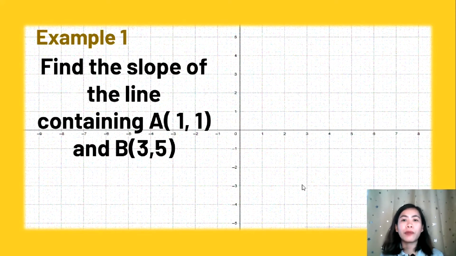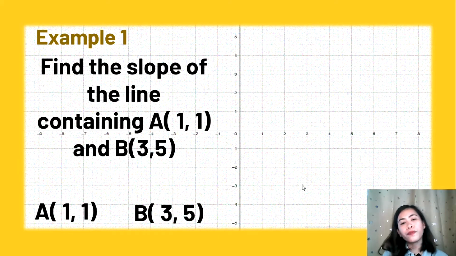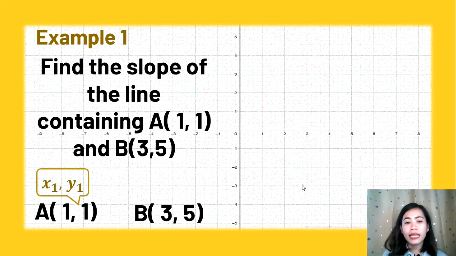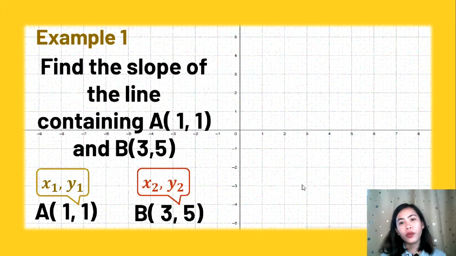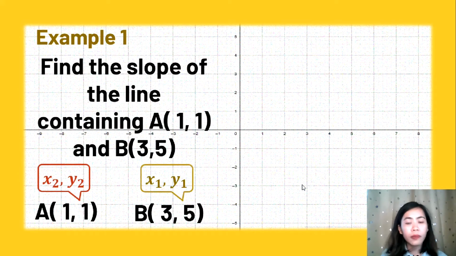Okay, next, we have example 1. Find the slope of the line containing A (1, 1) and B (3, 5). Again, isulat natin yung ating given points. Take note, yung first point, pwede siyang ating x sub 1, y sub 1, yung ating second point, x sub 2, y sub 2. Or, pwede naman yung ating first point, siya yung ating x sub 2, y sub 2, at yung second point, ang ating x sub 1, y sub 1.